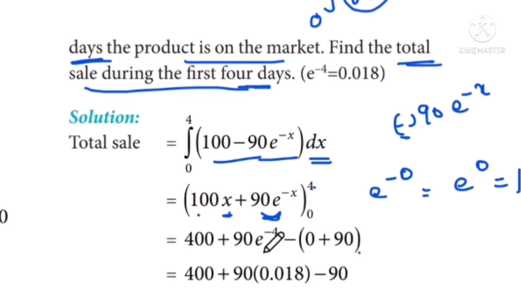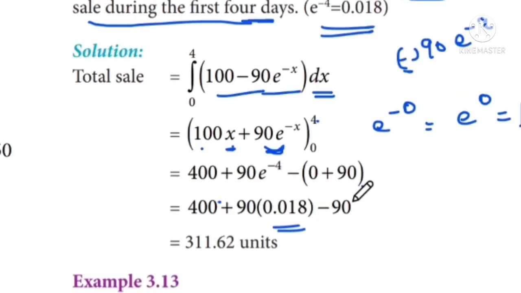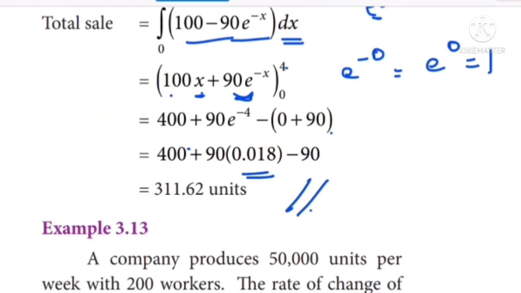Now the e power minus 4 value is given in the question itself, 0.018. So 400 minus 90 plus this 90 into 0.018. The answer is 311.62. So here they ask you only the total sales.